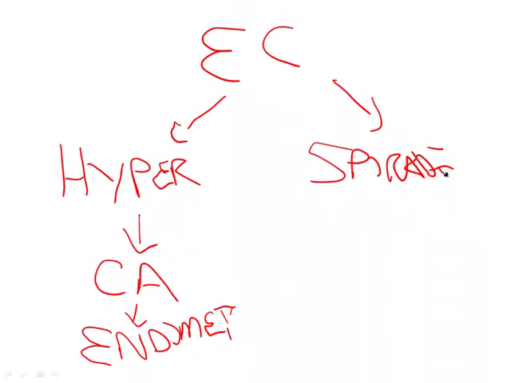And in the sporadic pathway, you don't have hyperplasia. You get cancer from an atrophic endometrium. Cancer from an atrophic endometrium. There is no evident precursor lesion. The endometrium is basically atrophic, and it develops into a cancer.